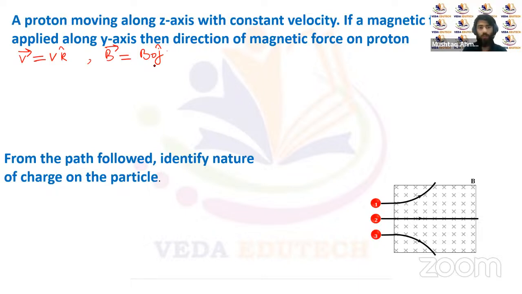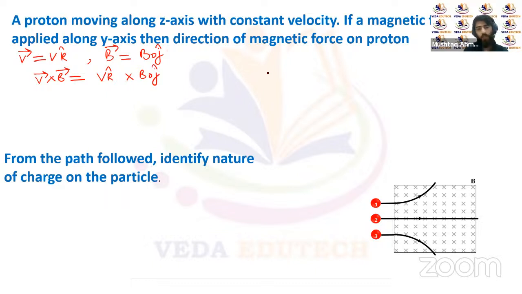Then the direction of the magnetic force on the proton will be given by v cross B, right? It will be given by the v vector cross the B vector. So v cross B will be v k cap cross B naught j cap, right?